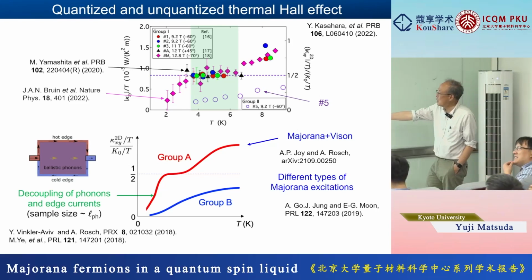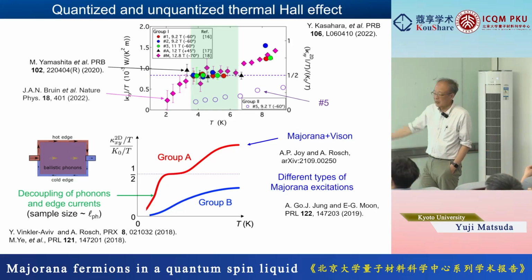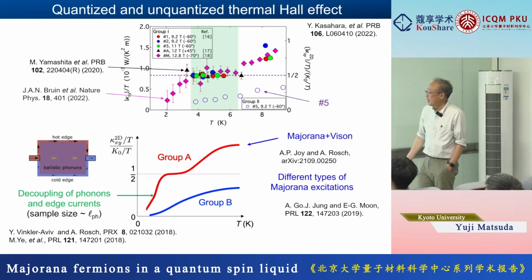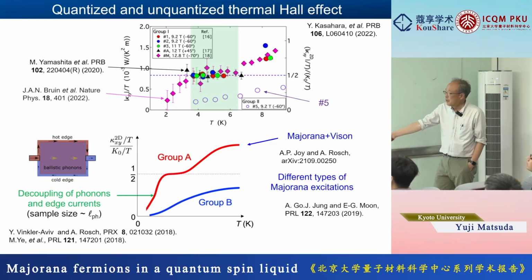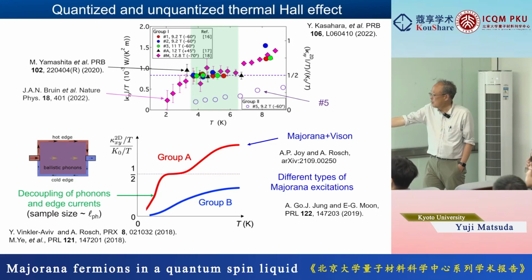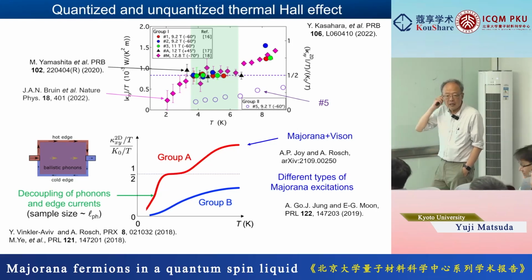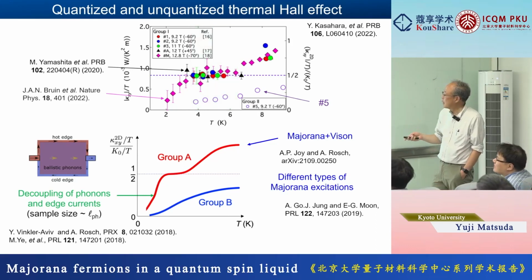So at low temperature, it deviates from the quantized value. This has been explained by Archibald and Leon Barents. And actually, at low temperatures, the decoupling of phonon and edge current occurs. Actually, there's another question. Can you go back to the previous slide?